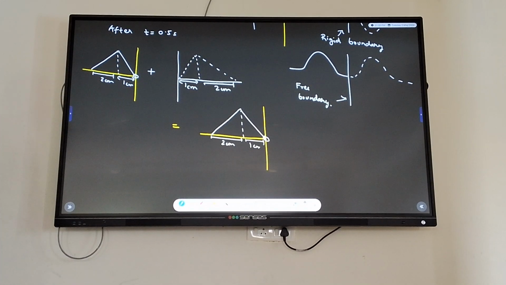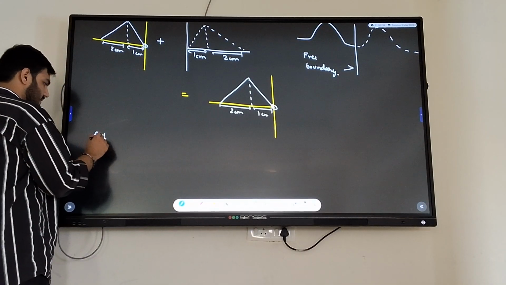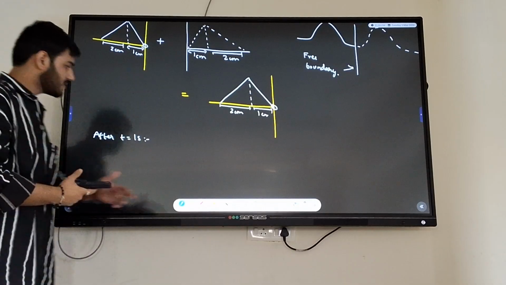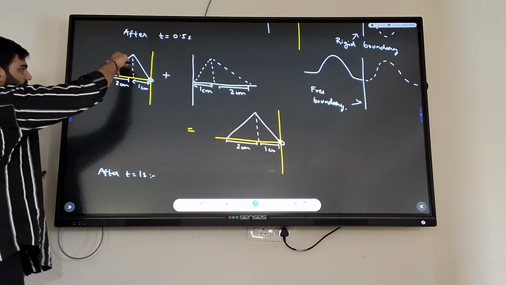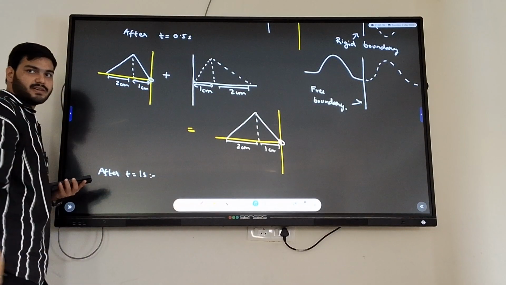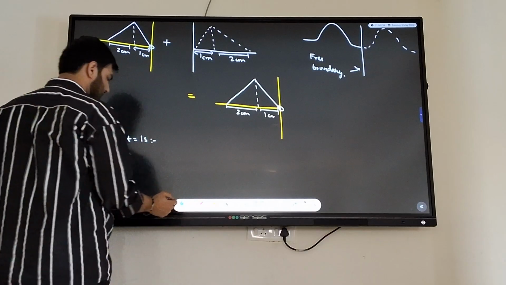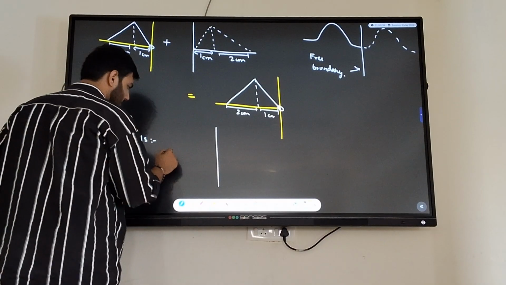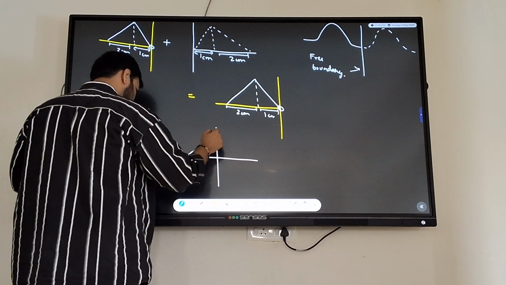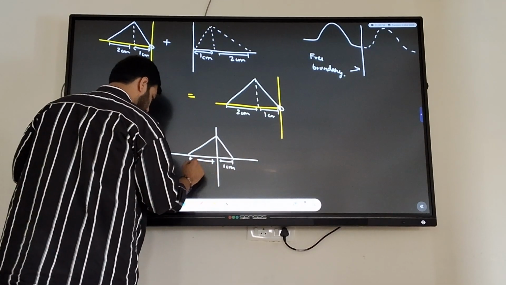What about after t equal to 1 second? Can you tell me how the wave will look? This peak has come here. And what about that peak? That has also moved, right? So how will the wave look now? First let's make the left side one. So the peak is actually hitting here. This is 1 centimeter. This is 2 centimeter.